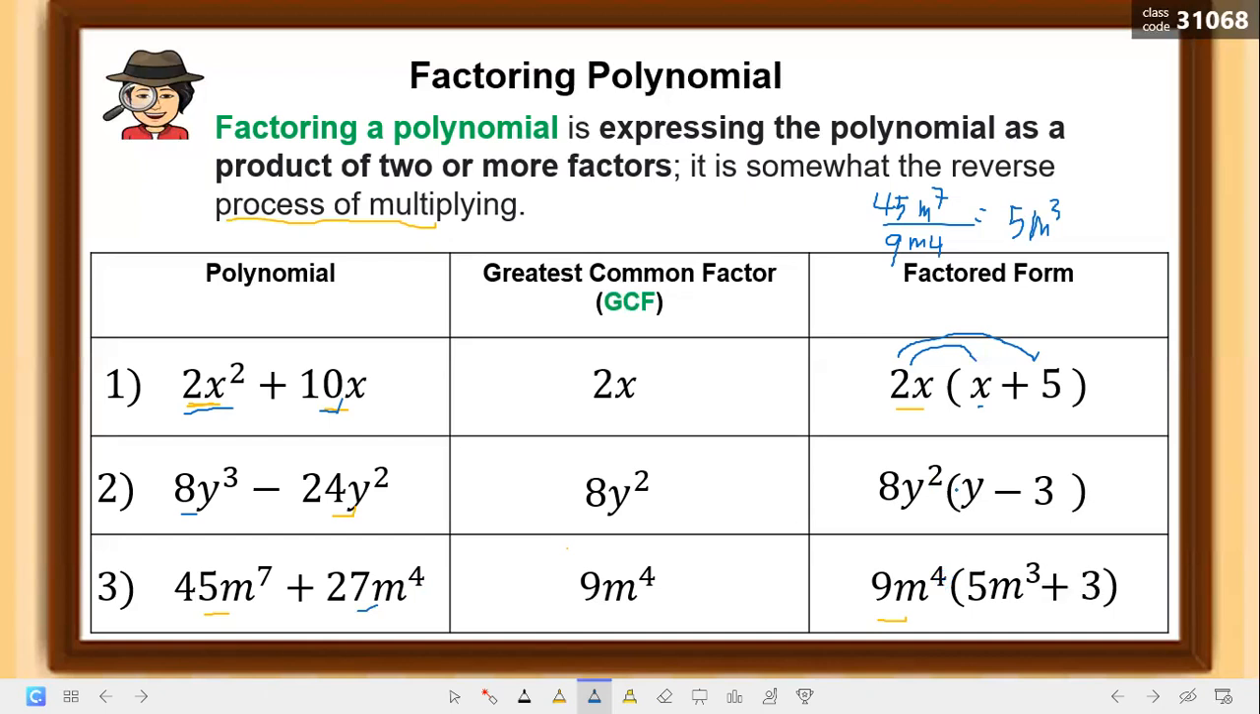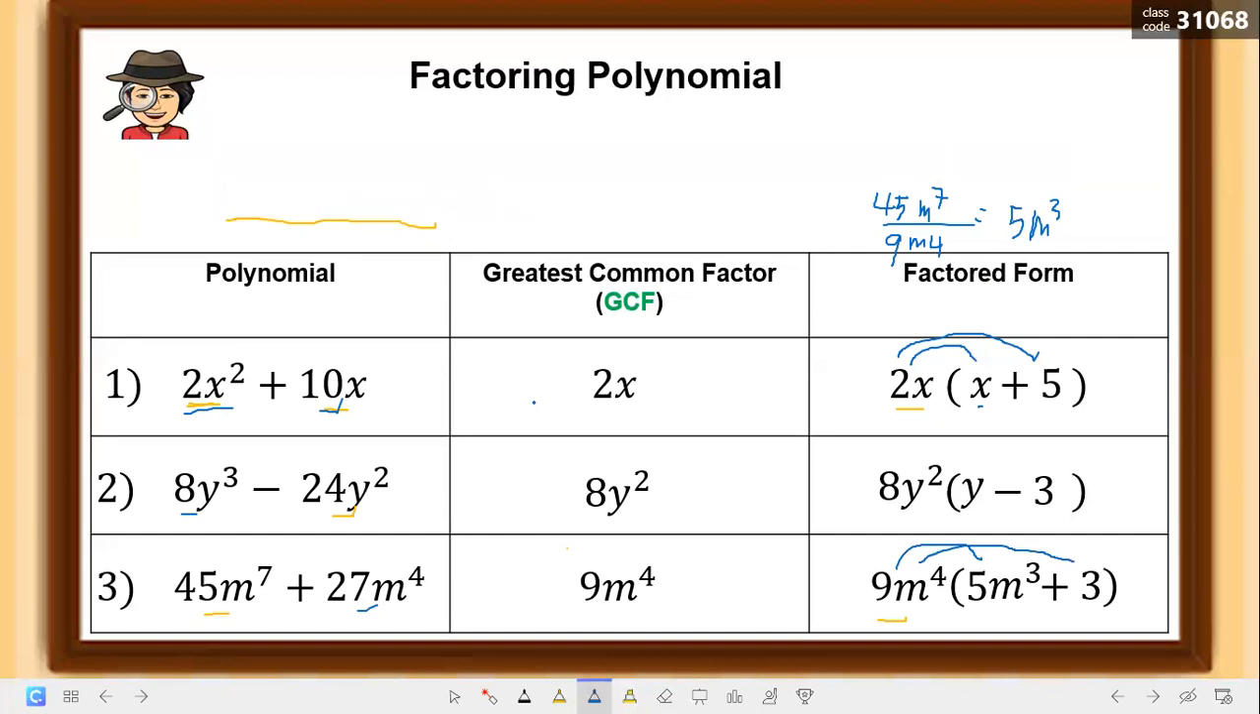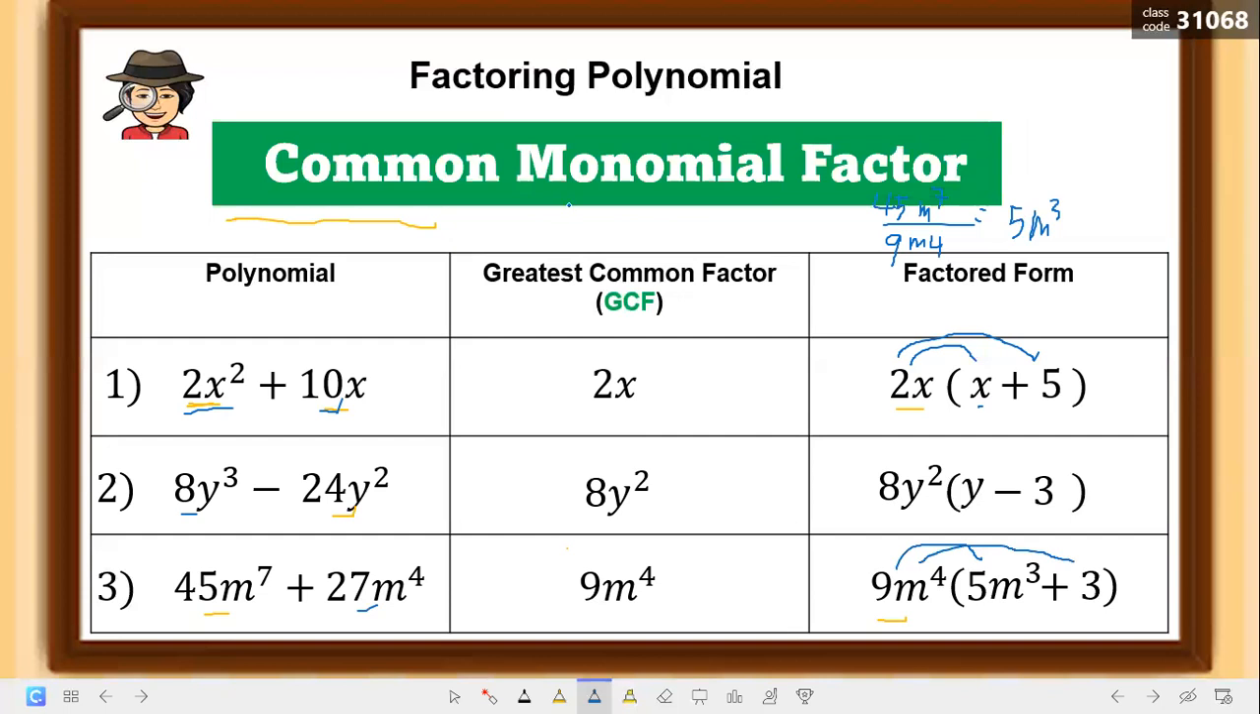Okay, do you follow, class? Opo. Pag minultiply mo to, babalik doon sa 45m raised to 7. Same with this times 3, babalik sa 27m raised to 4. Okay? Let's have another. Ang tawag dyan ay common monomial factor. Yun yung first objective natin.